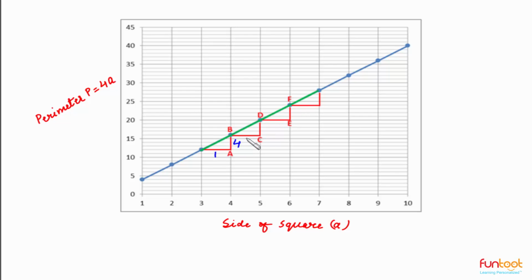So here also we can see if BC is 1, that means side of the square increases by 1 unit, then CD is 4, that means perimeter of the square increases by 4 units. When such a trend is observed, then the graph of such quantities always comes out to be a straight line, and such a relation is called as a linear relation.